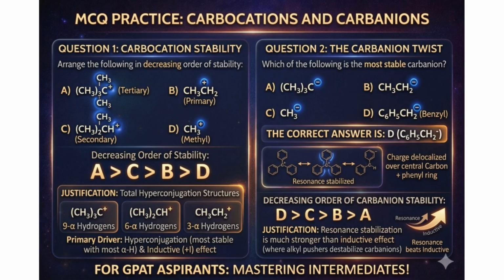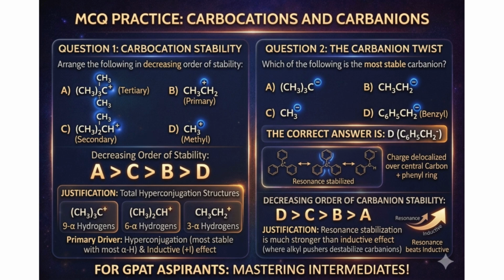Because of the +I inductive effect and hyperconjugation, the tertiary carbocation has 9 alpha hydrogens and 3 alkyl groups pushing electron density toward the positive charge, making it the most stable. The methyl carbocation has no such help, making it the least stable.